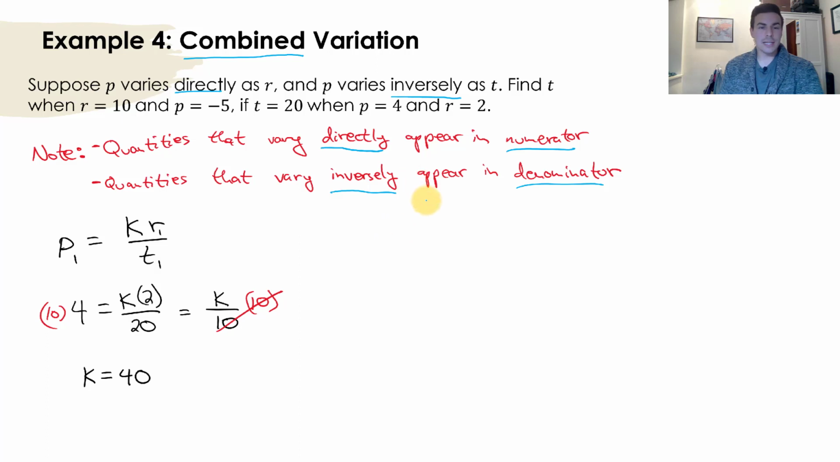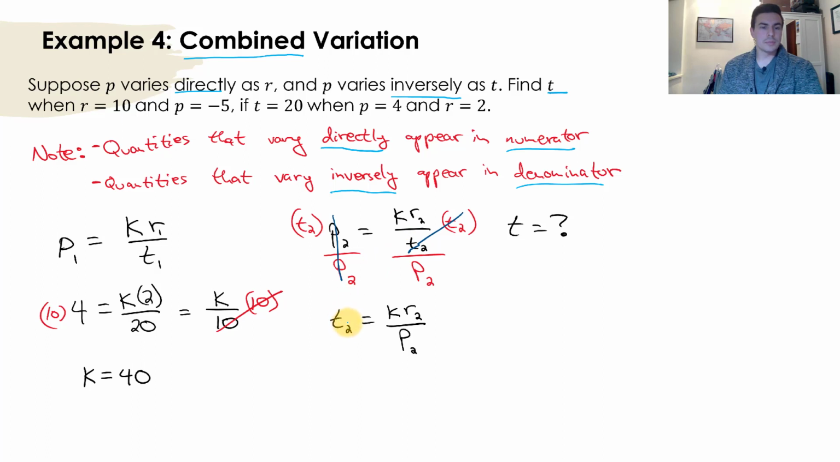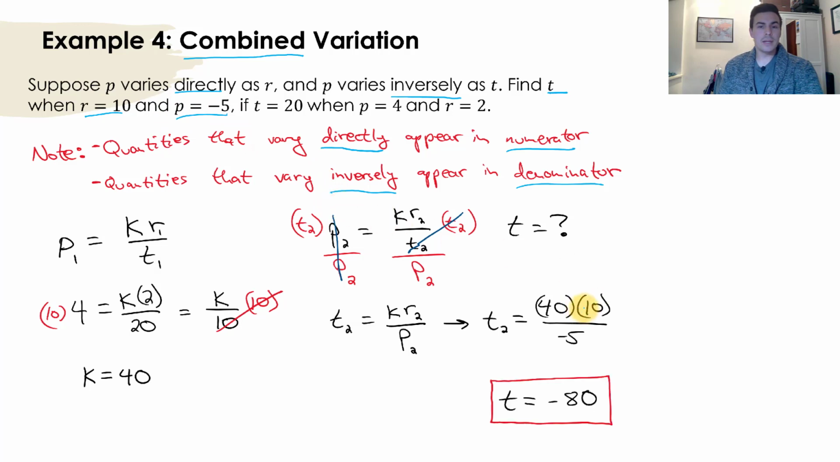Now let's take a look at our second situation here. This is the same starting equation that we're going to work with, but we're asked to find t. So since we're asked to find t, we need to multiply both sides by t2, and divide both sides by p2 as well. Once we cancel some stuff out and simplify, we'll have t is equal to k r over p. So again, we just plug in everything that we know, when r is equal to 10 and p is equal to -5, and we find a t value of -80.